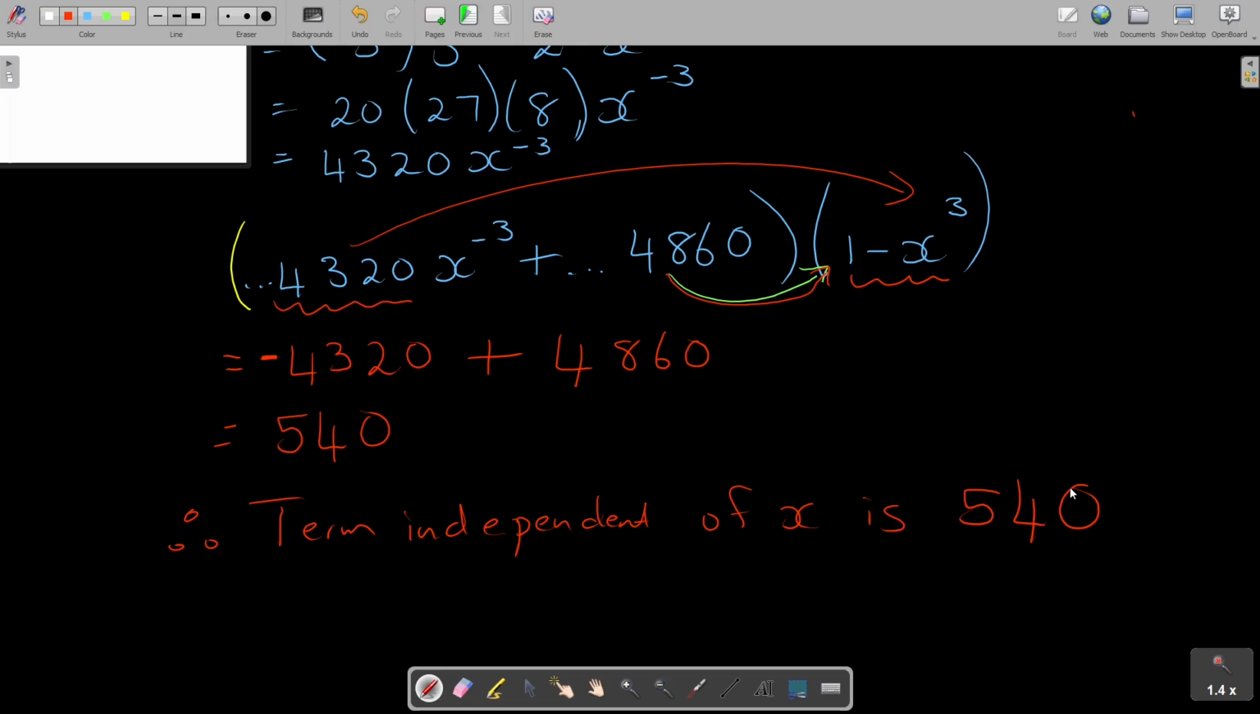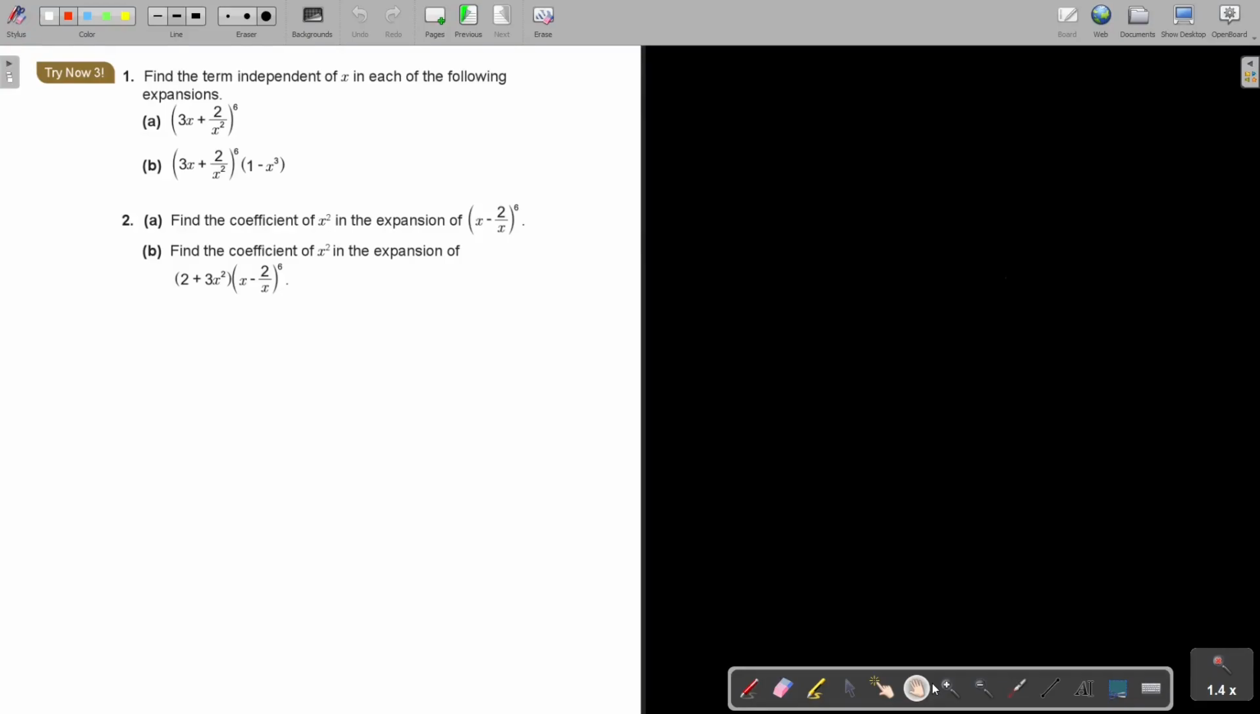Let's start with the next one. Number 2. Find the coefficient of x squared in the expansion. Okay, I put it under independent because it's coming in B. Okay, but for now, let's just start. So what is the bracket? It's x minus 2 over x, and that is to the power of 6. Okay, so it's always that you start with the general term.